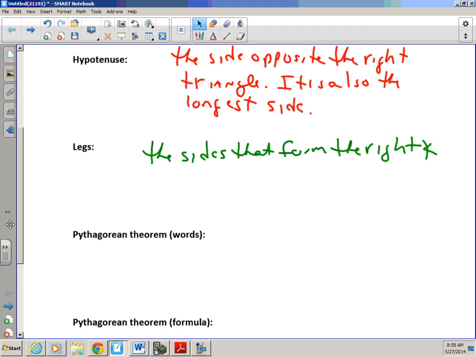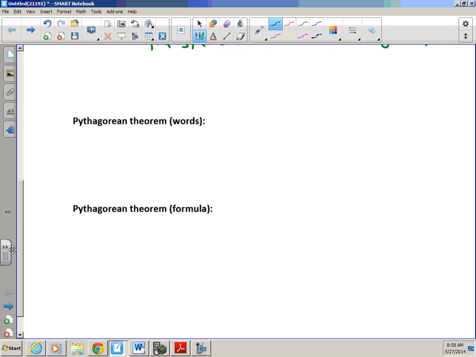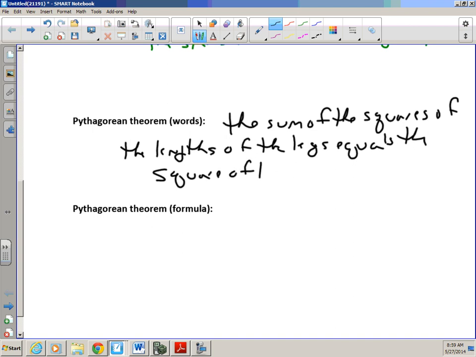Now, the Pythagorean theorem in words, and then with the formula, as follows. The sum of the squares of the lengths of the legs equals the square of the length of the hypotenuse.